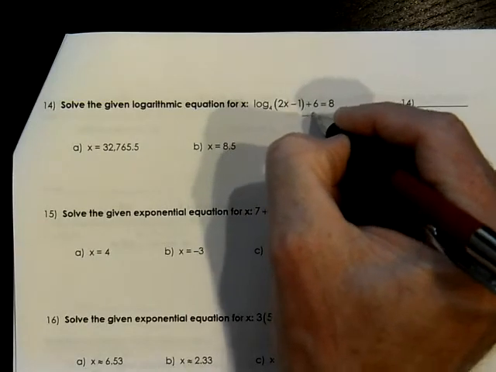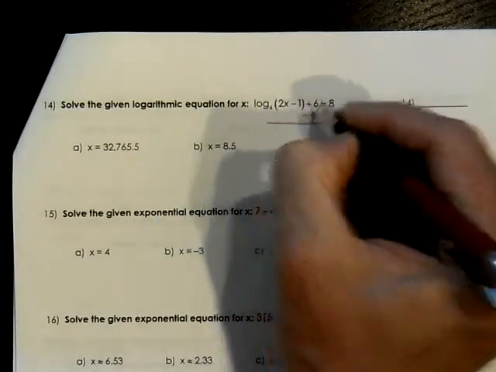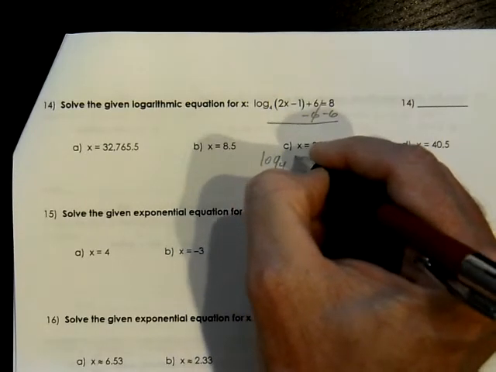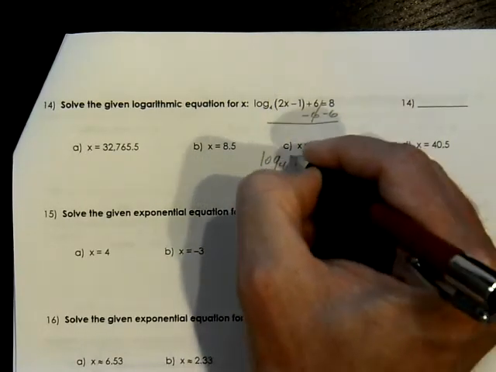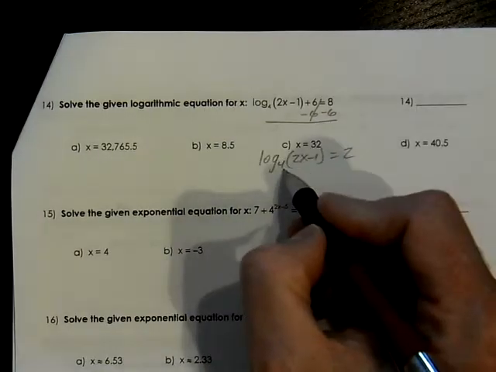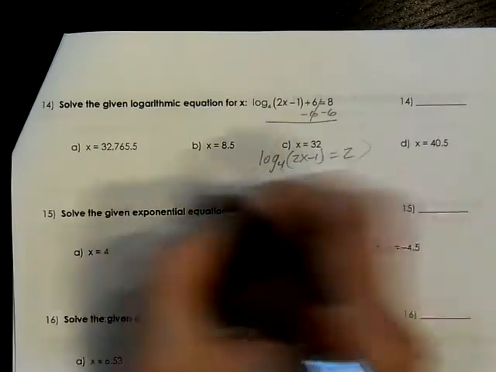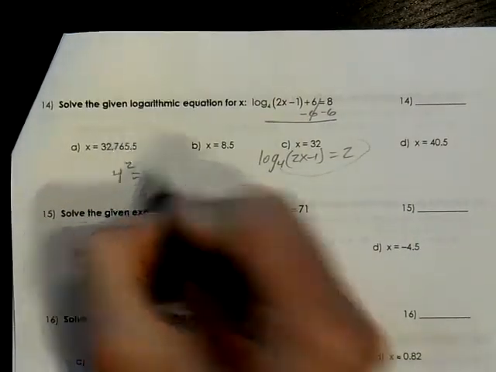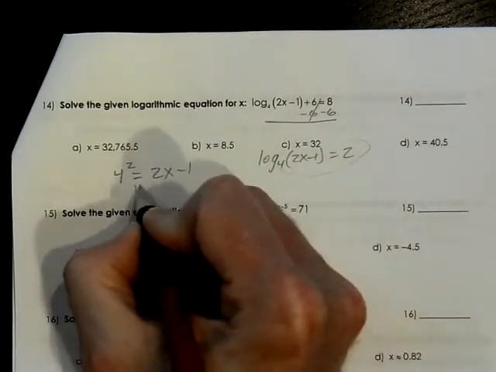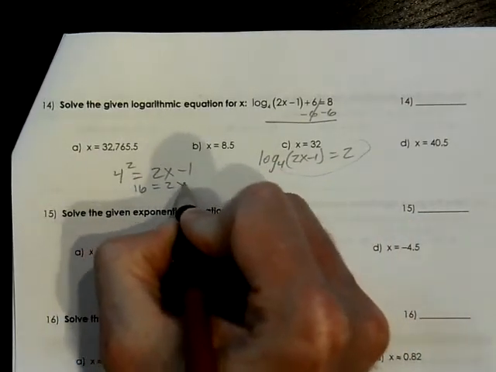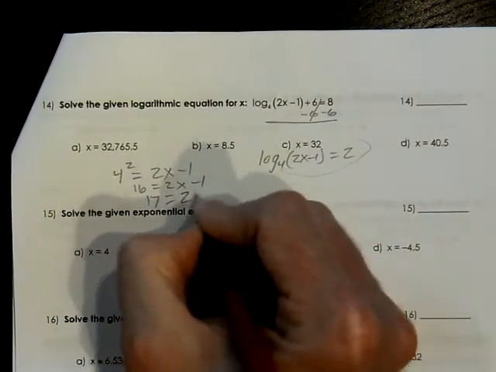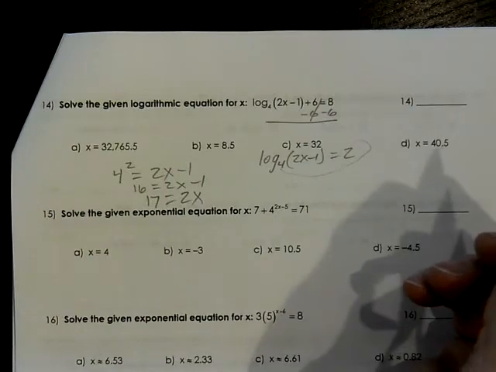Alright, we would solve the logarithmic equation. Log base 4 of 2x minus 1 is going to equal 2. And it'll be 4 to the second power equals 2x minus 1. So 16 equals 2x minus 1. Add that across and divide by 2. It's going to be 8.5.